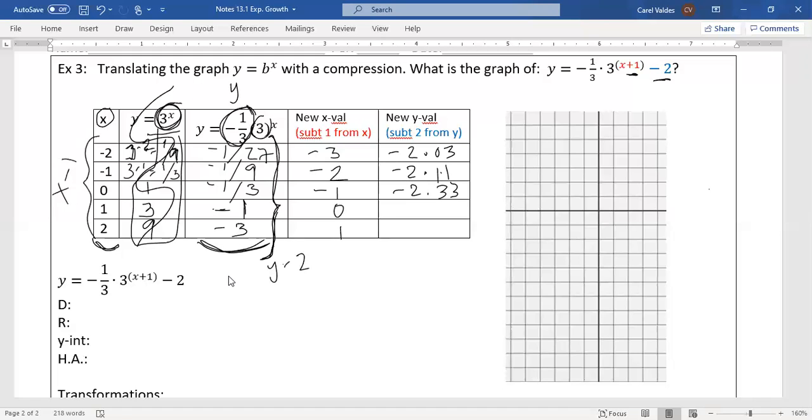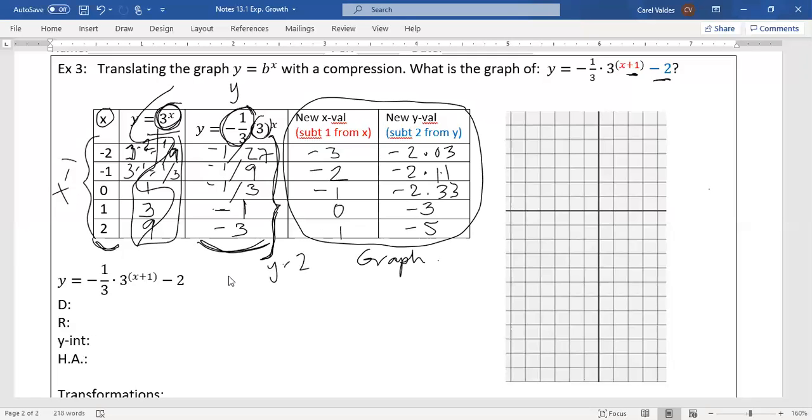If you plug in 0, you get -3. Sorry, if you subtract 2 from -1, you get -3. And if you subtract 2 from -3, you get -5. So these are the values that you're graphing. This is your final graph. We're not graphing the parent graph on this one and then graphing again for translations. We're just graphing the final values that we get on this one.